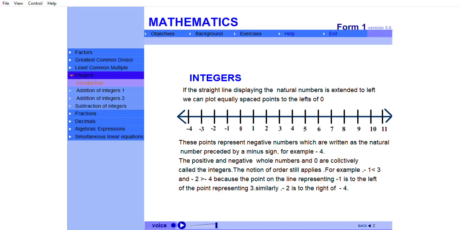The notion of order still applies. For example, -1 is less than 3 because the point on the line representing -1 is to the left of the point representing 3. Similarly, -2 is greater than -4 because -2 is to the right of -4.